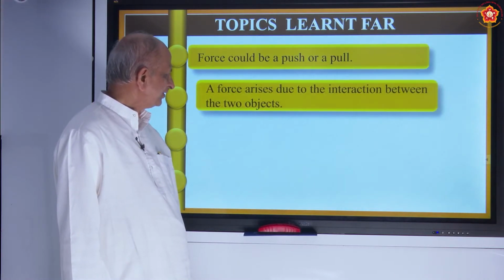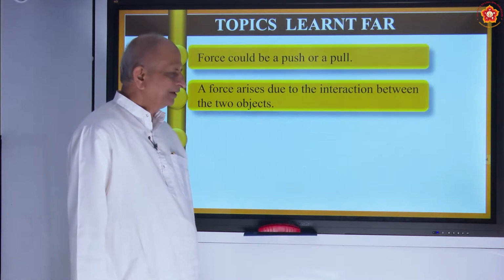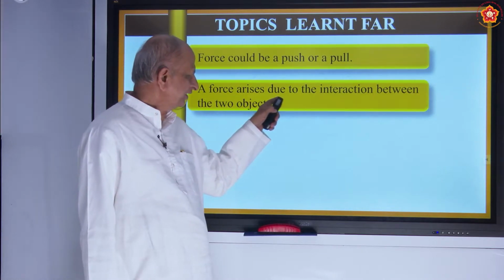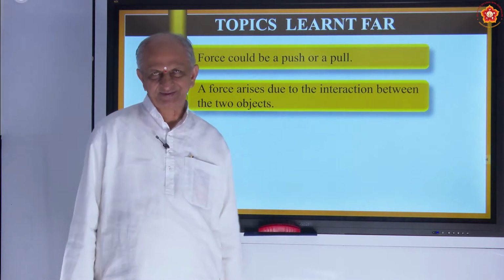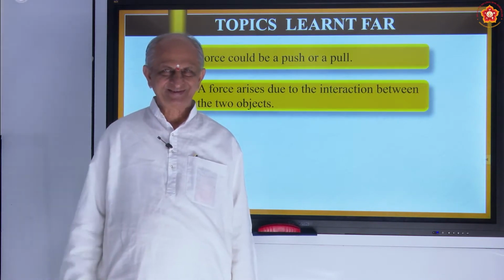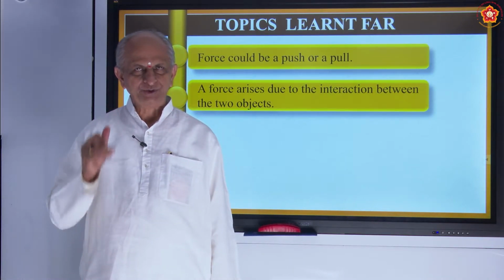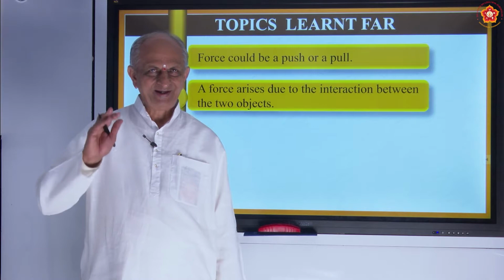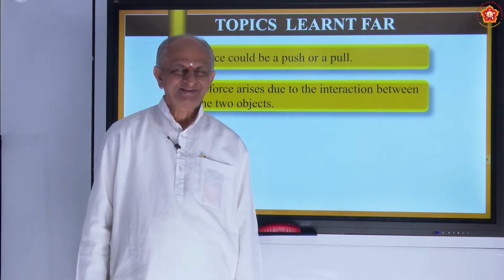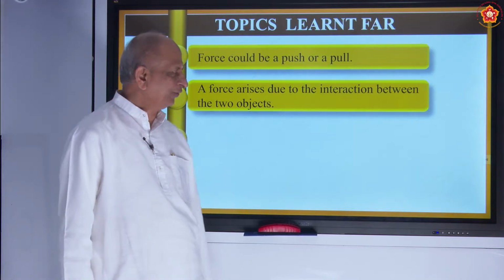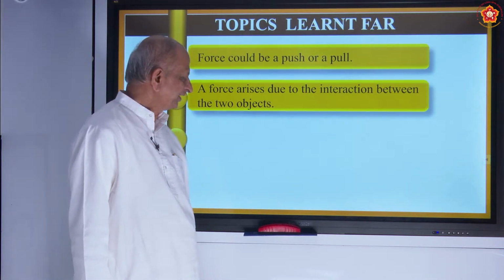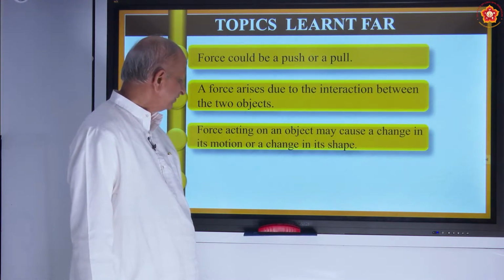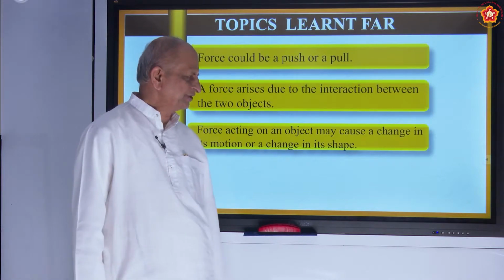And also you have studied how that force takes place. A force arises due to the interaction between two objects. There should be two objects. Suppose you say I am pushing the bucket. So the bucket is one object and your hand is another object. So for every action of force, two things are needed. Force acting on an object may cause a change in the motion or change in shape.